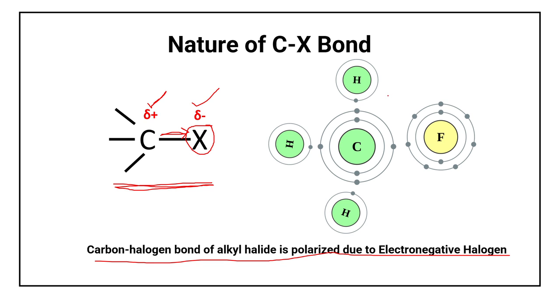This can be seen in this electronic configuration. As you can see, when hydrogen is connected to carbon with a covalent bond, it shares its electron, and hydrogen completes its duplet, whereas carbon is able to complete its octet. But when this carbon shares an electron with a fluorine atom, as fluorine is electronegative, it pulls the electron density from carbon towards itself, and this makes the carbon-fluorine bond more polarized.